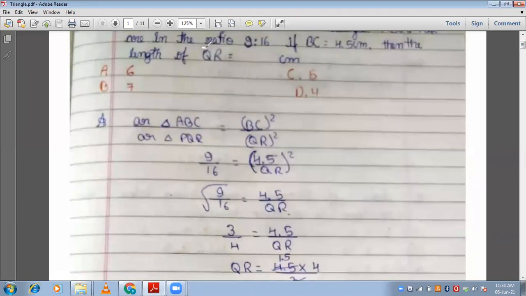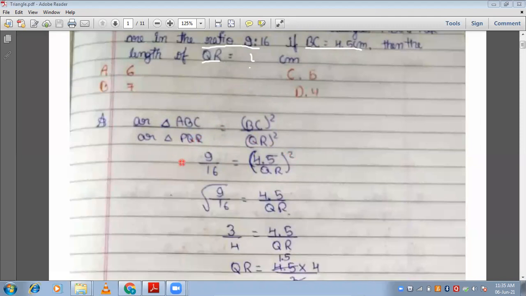Here, the given areas of two similar triangles are in the ratio 9 is to 16 and BC is equal to 4.5 centimeters. You need to find QR. We know the formula: area of triangle ABC divided by area of triangle PQR is equal to the square of the corresponding sides, BC square by QR square. So 9 by 16 is equal to 4.5 divided by QR, whole square.